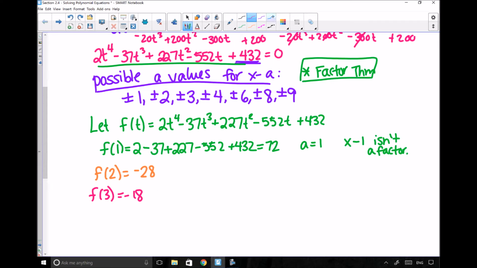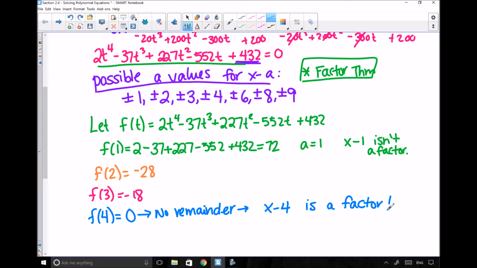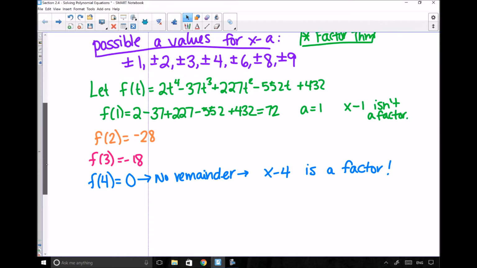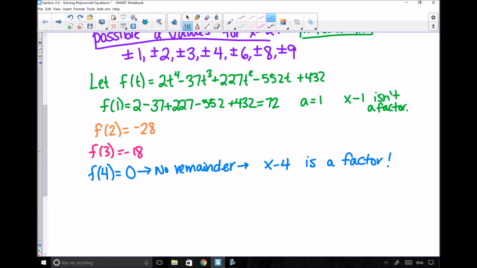So let's go ahead and evaluate f of 4. If I do f of 4, I end up getting 0. So this means that there's no remainder, which tells me that x minus 4 is a factor. Okay, so now I can go ahead and take this f of t right here. I'm going to rewrite it with my factored expression. But before I can do that, I need to divide out this x minus 4.